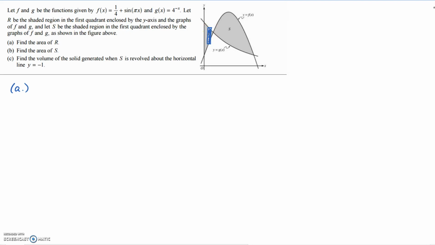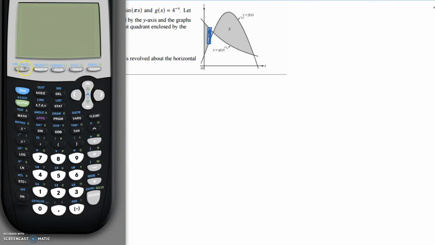And then the height of that representative rectangle is going to be top curve minus bottom curve. The top curve is g of x minus the bottom curve is f of x, times the width of that rectangle, which is dx, which gives me the area of that one rectangle. And then I would sum up the area of all the rectangles from 0 to the point of intersection. And we're going to use our calculator to find the point of intersection.